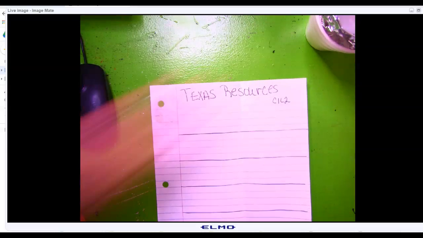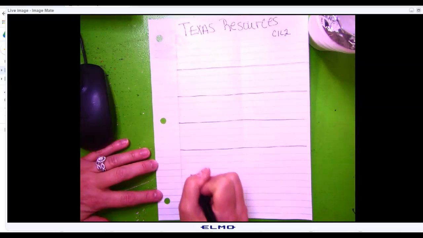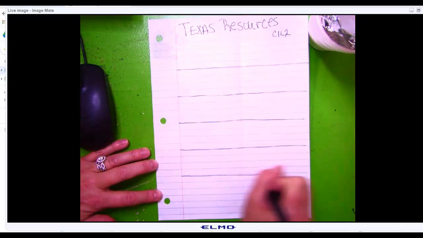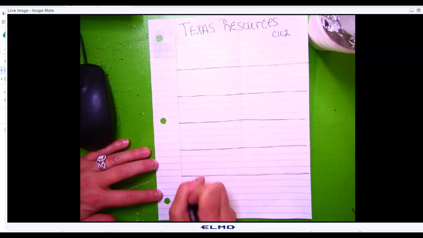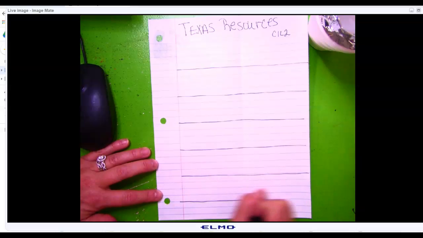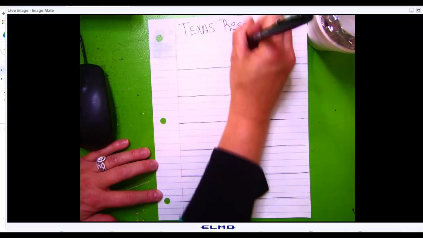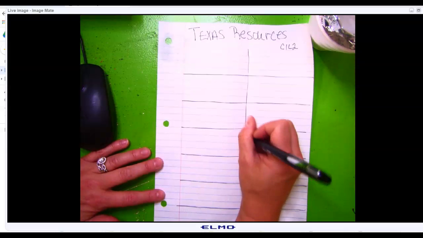I got water on my desk. 2, 3, 4. My last one may not have 4. 1, 2, 3, 4. Nope. And then, of course, my line down my middle, just because that just makes me happy.